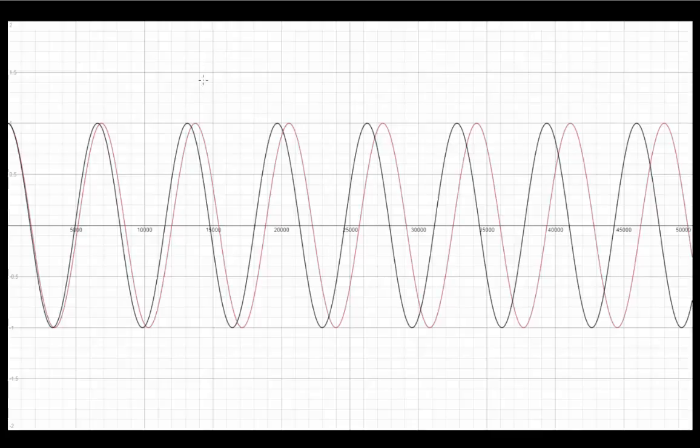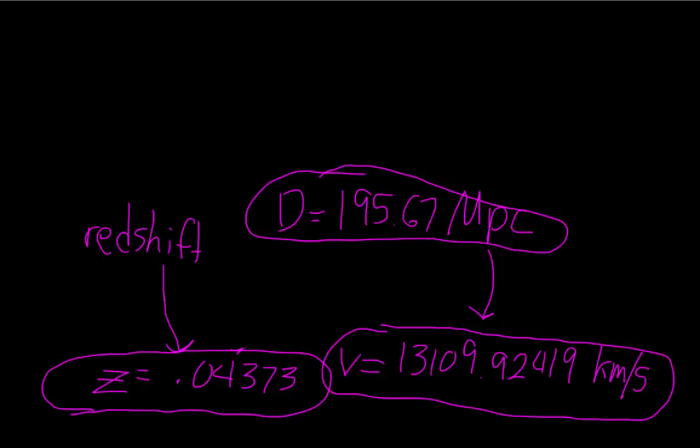We compared them. We saw that the period of the redshifted light was larger than the period of the non-redshifted light, at least when you graph it as a cosine function. We looked at this and we came to the conclusion that it was being redshifted, and we found this z-value.